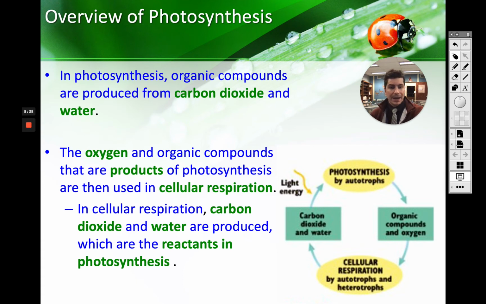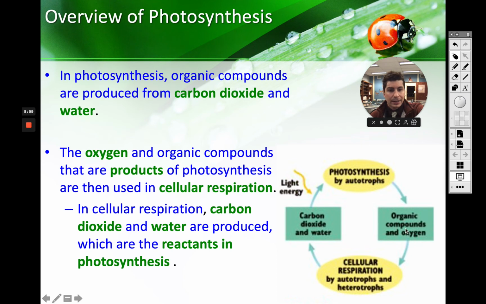Plants don't have a mouth, so they can't just take in sugar. So plants are going to go through photosynthesis first. Photosynthesis is going to make that glucose, which on the screen here it says organic compounds and oxygen. They're going to make those organic compounds. They're going to make that glucose.